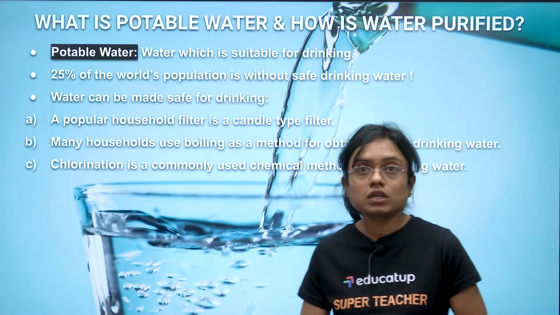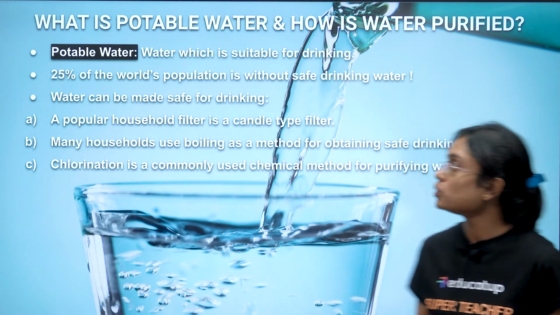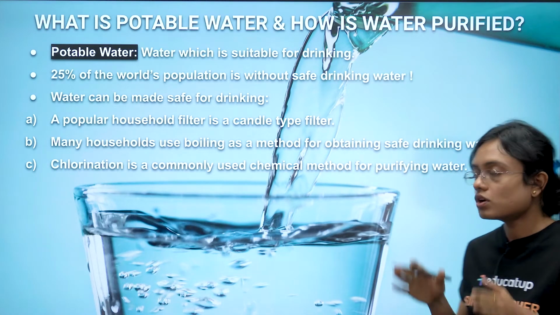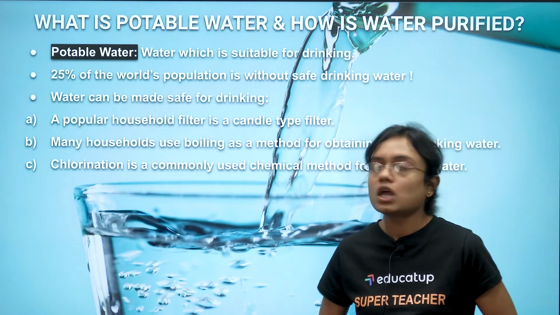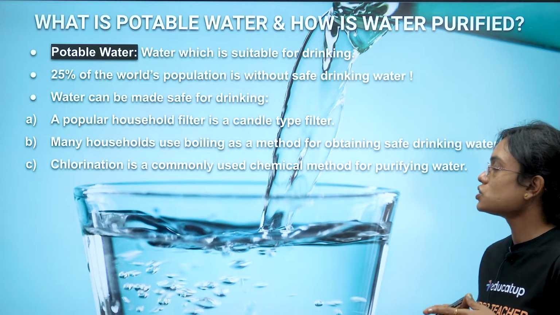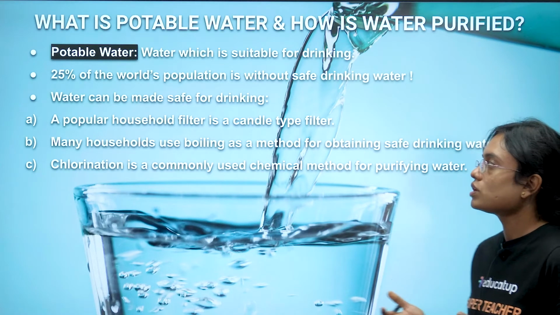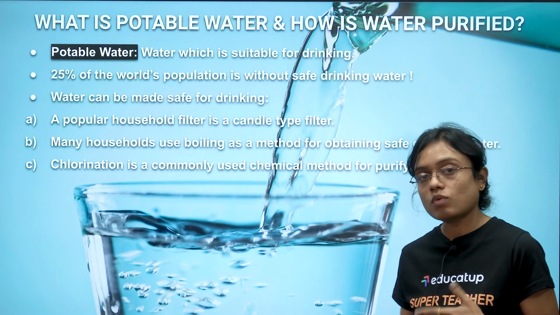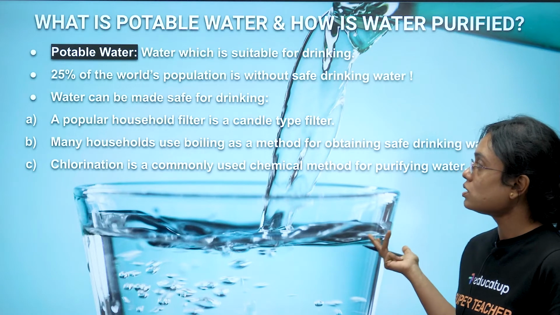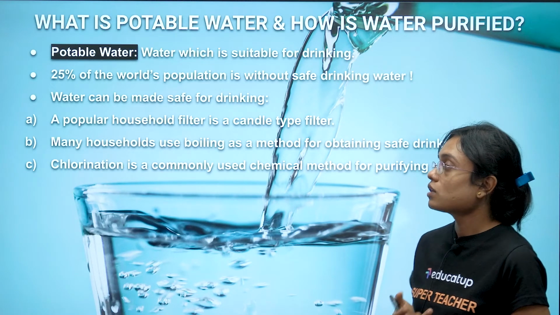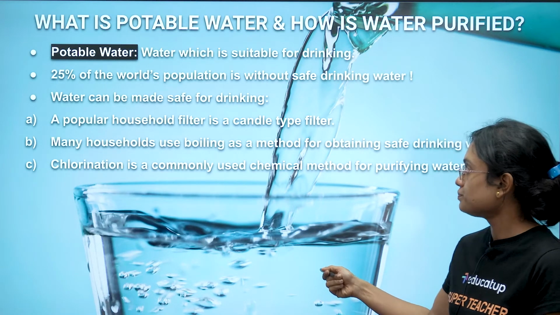What is potable water? How is water purified? Now, potable water is the water which is suitable for drinking, which is fit for drinking. 25% of the world's population is actually without safe drinking water. Water can be made safe for drinking by using household filters like AquaGuard, and many households use boiling as a method. Chlorination is commonly used.